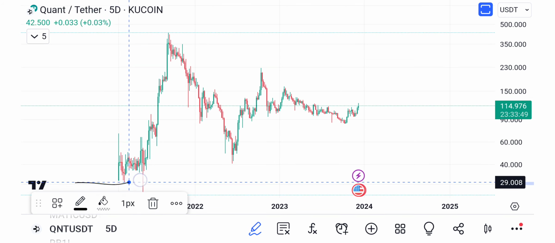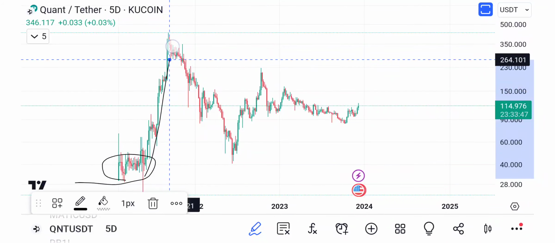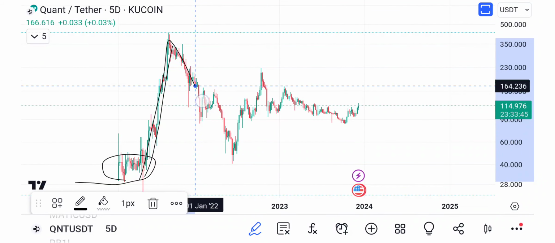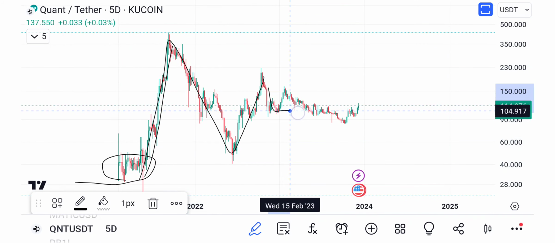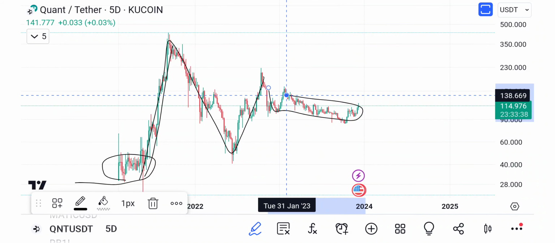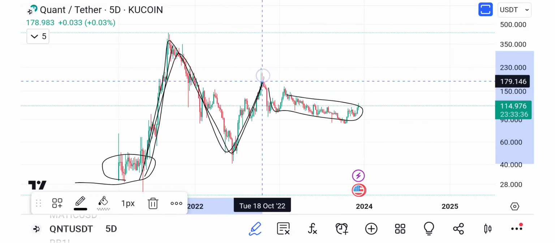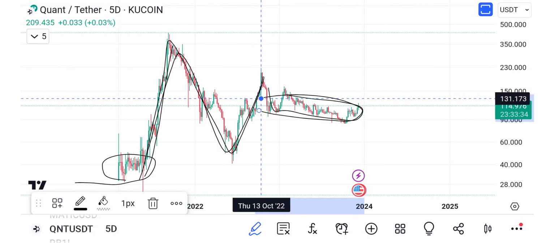Look at QNT. We have our concrete foundation. We have a blast off. We have a rise. We have a crash. We have a retrace, and look what's happening. We have reaccumulation, sideways box. So we have the rise, crash, retrace, reaccumulation, sideways box.